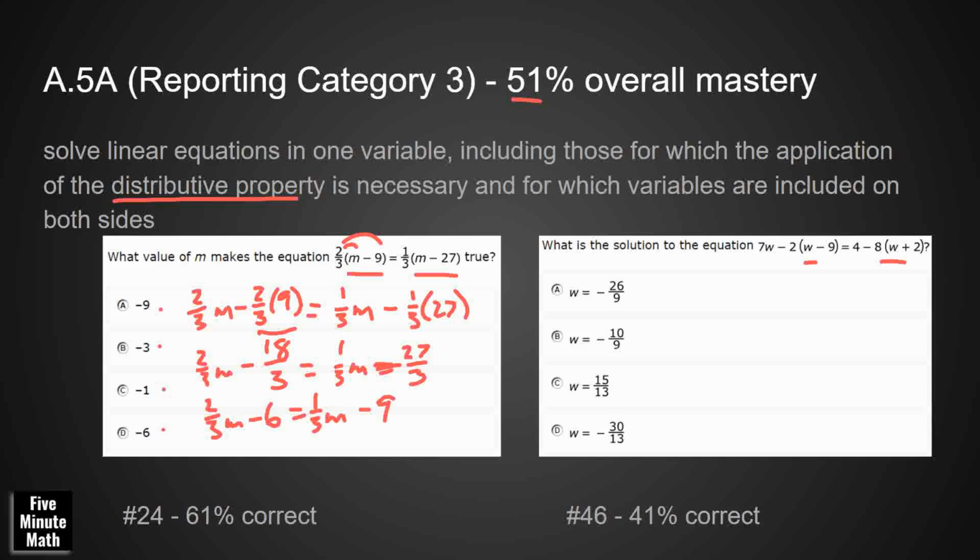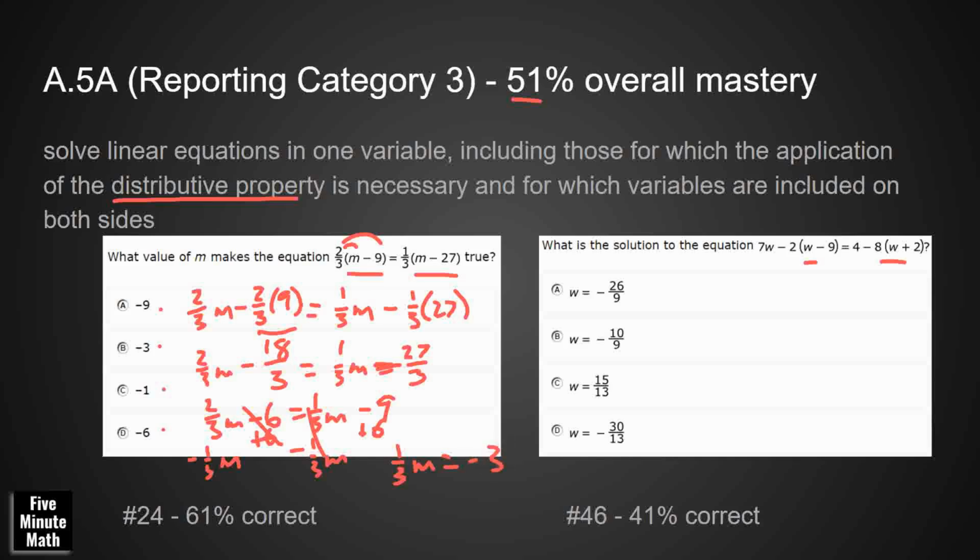Well, I want to get my m's together, so let's subtract 1/3 m from both sides. So what I'm going to get here is 1/3 m equals, then I need to get my constants to the other side. I'm going to add 6 to both sides. That's going to get rid of that. So that's going to be minus 3.